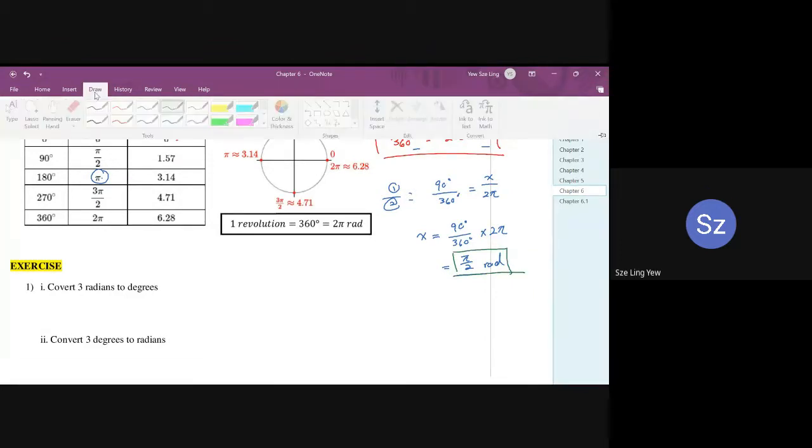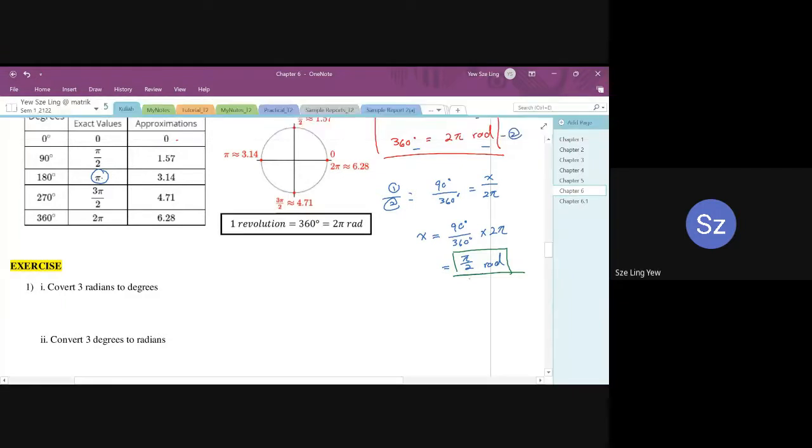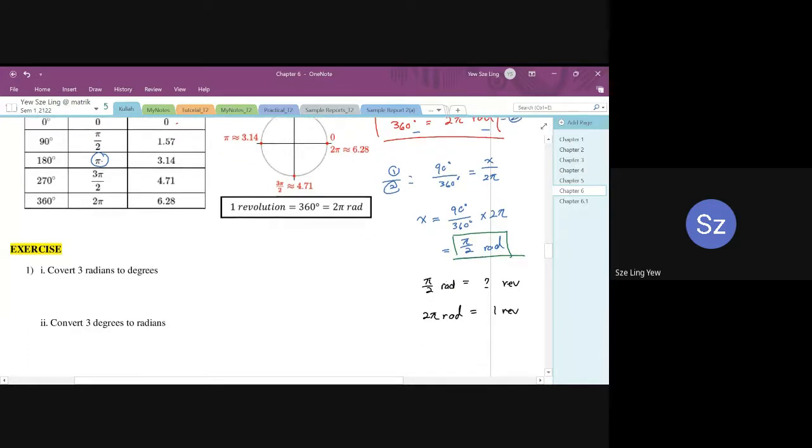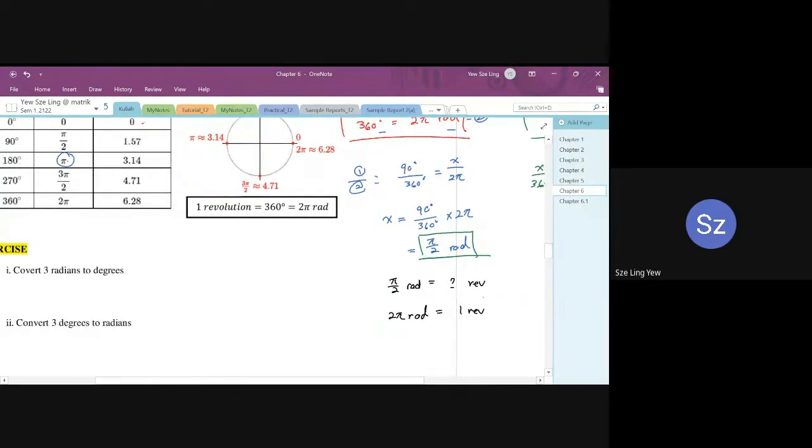Let us repeat the same thing. Now we want to find out pi over 2 radian equals to how many revolution. What we do know is 2 pi radian equals to 1 revolution. This is the information that we have. So now we have formed two relationships, one with unknown, one without unknown.